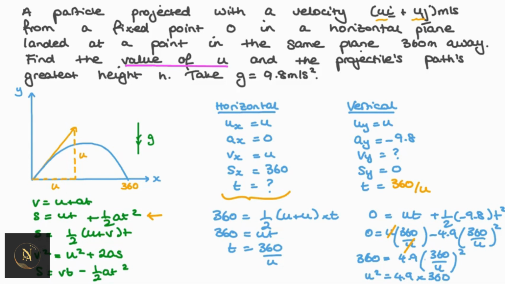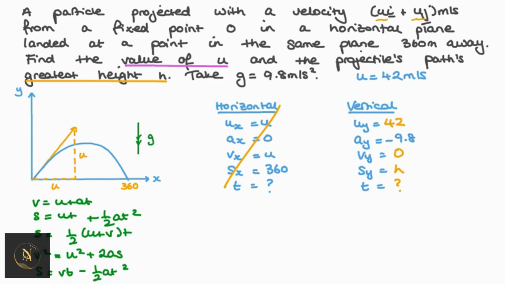So we get u squared is equal to 4.9 times 360, which means u is equal to the square root of 4.9 times 360, which is equal to 42. Now here we were only interested in the positive square root, since we define the initial horizontal velocity to be positive. And so u must be equal to 42 meters per second. The second part of this question asks us to find the projectile's path's greatest height. Now there are a couple of ways that we can do this, but we can redefine a few elements in the vertical direction. We're no longer interested in the horizontal motion.